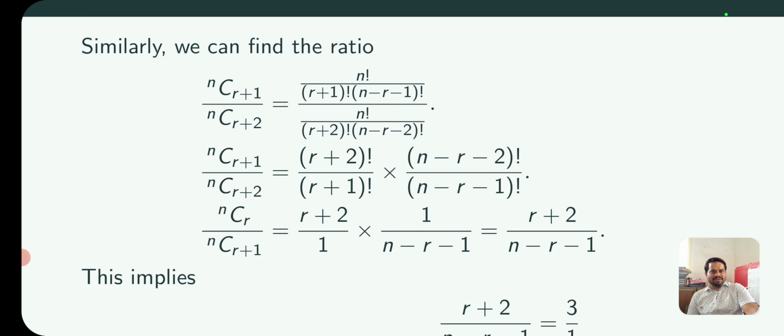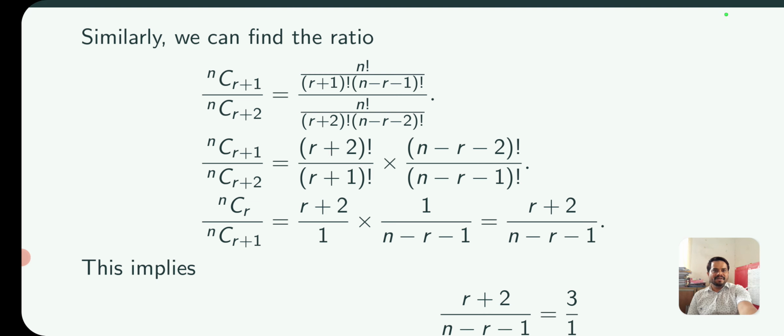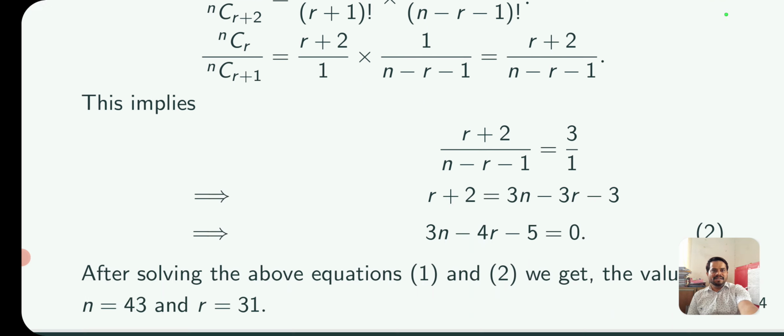And that ratio you can simplify, which equals r plus 2 divided by n minus r minus 1. Again, in the example, this ratio is also given, and it is 3 by 1. So once you put that ratio on the right-hand side, it means that r plus 2 divided by n minus r minus 1 is equal to 3 by 1. And after simplification, we get the second equation.